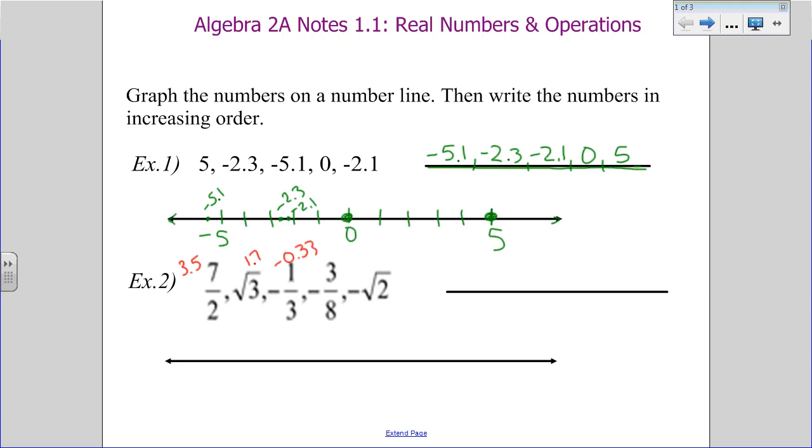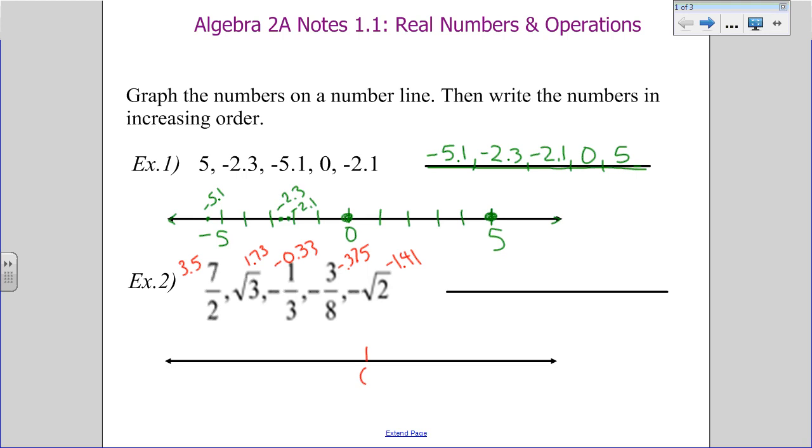These are repeating decimals, so like even here we might go out a couple of decimal places. Negative 3/8, we just do negative 3 divided by 8, and we get negative 0.375. And negative square root of 2, and we get negative 1.41. So our smallest number is this negative 1.4. Our largest number is 3.5.